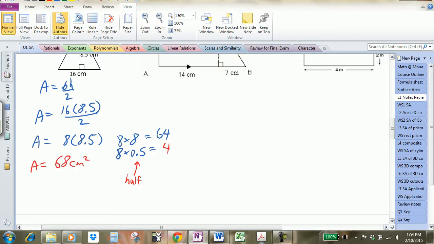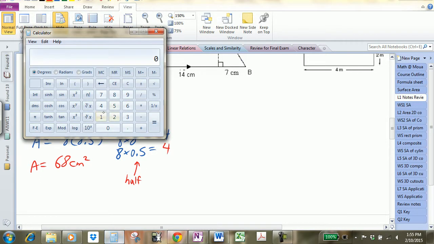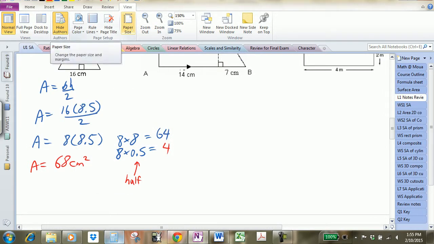68 centimeters squared. Yep. So you can divide after that too, right? Totally can. Yep. But then I need my calculator probably, right? But yeah, you totally could. Alright. So you just simply go 16 times 8.5 divided by 2, 68. Same thing. Well done. Any questions?